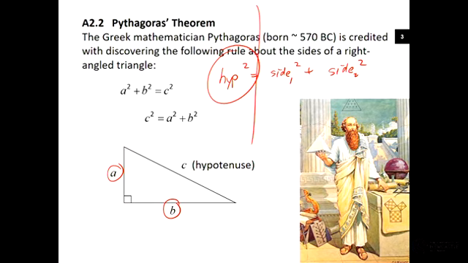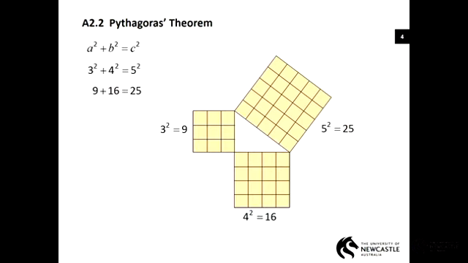Not too shabby at 570 BC coming up with that. And he did it by this. This picture explains his thought process. He said, well, look, if I made a square out of this triangle's side, and we've just picked a fairly special triangle, but yes, it's a right angle triangle, that square would be 3 by 3, which is 9 blocks.